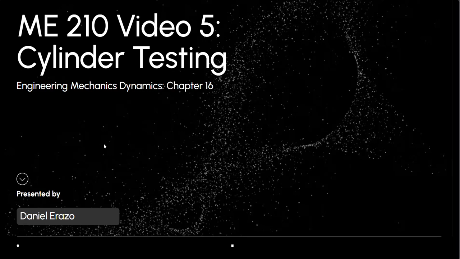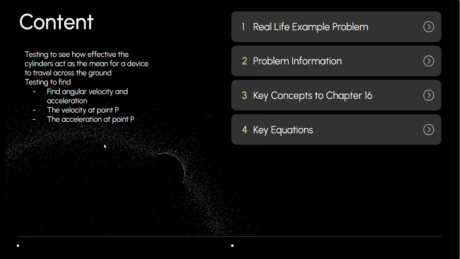This is Daniel Razo. This is my ME210 Video 5 on cylinder testing based on Chapter 16 of the Engineering Mechanics Dynamics textbook. The content I'm going to go over is the real-life example problem, the problem's information, how these concepts relate to Chapter 16, and the key equations used to solve this.